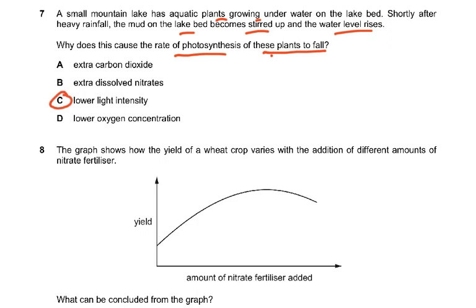Why? Because you see, the mud which has been stirred up makes the water not clear anymore. It's muddy water, so light cannot pass. So less light passing, less rate of photosynthesis.